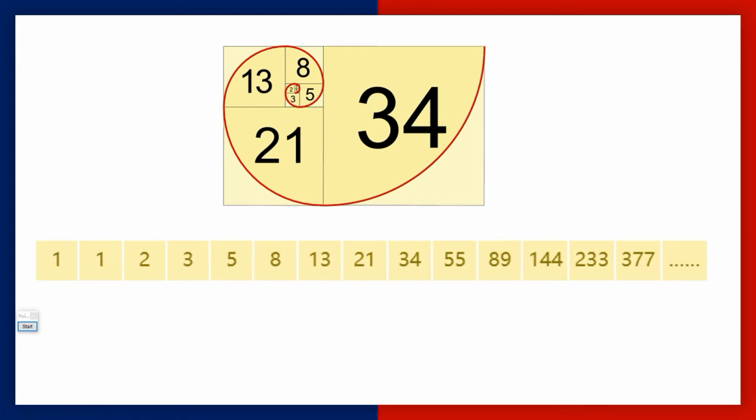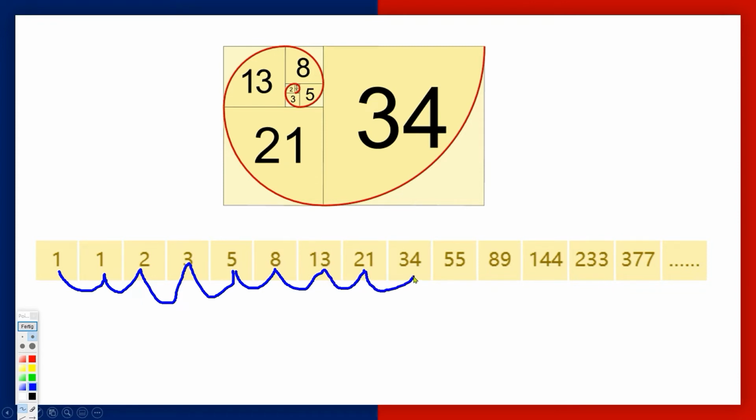Can you find any rules between these numbers? For example, you see all these numbers: 1 plus 1 equals 2. 1 plus 2 equals 3. 2 plus 3 is 5. And 3 plus 5 is 8. 5 plus 8 is 13. And 8 plus 13 is 21. And the next ones will be 34, 55, 89, 144.